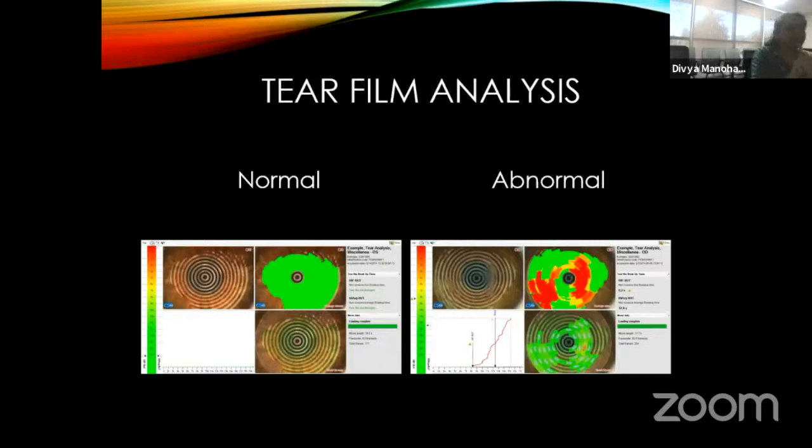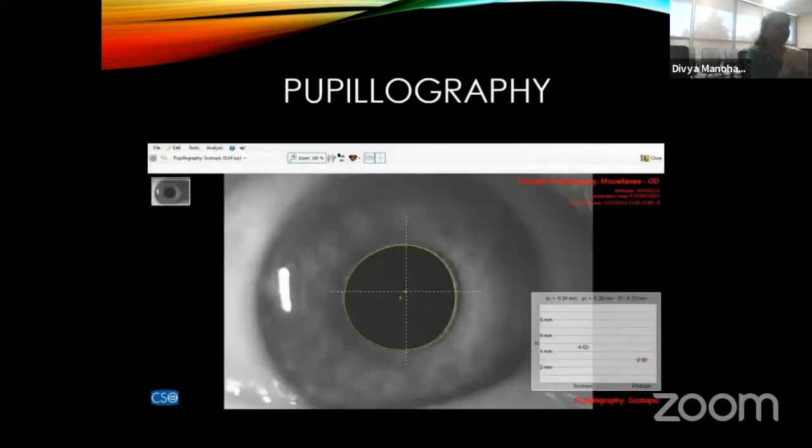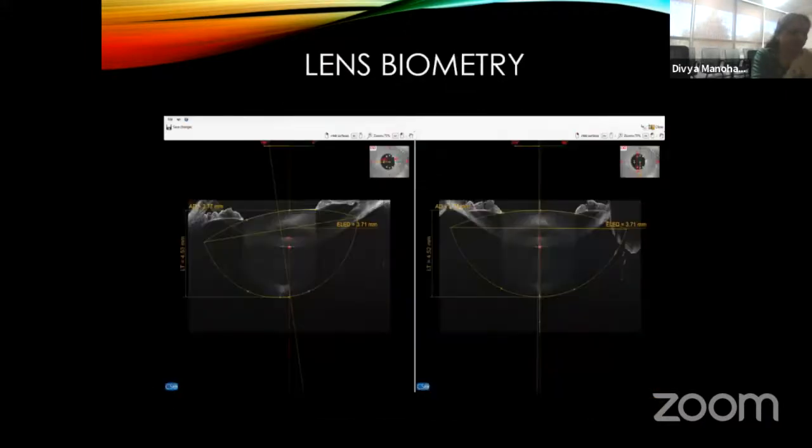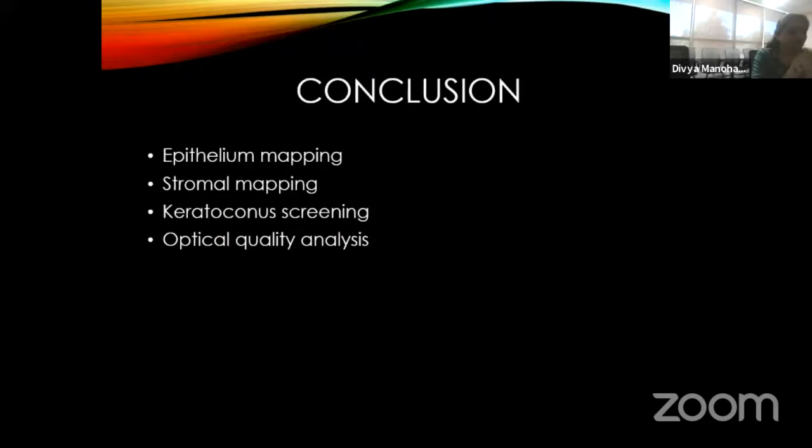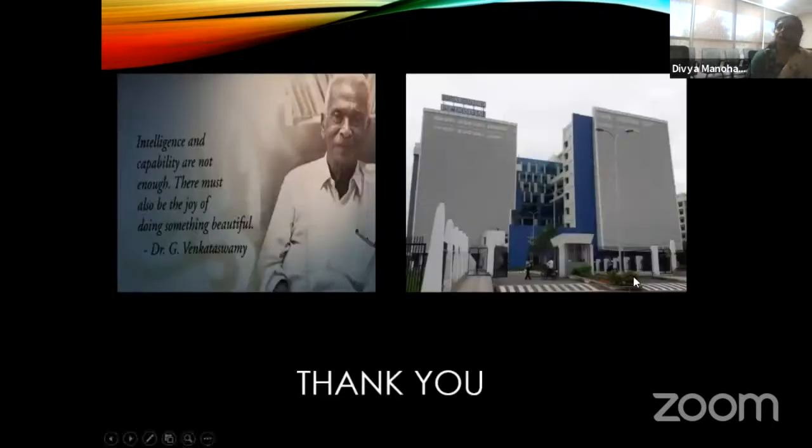Yeah. So apart from the corneal topography, it can also help us analyze the tear film. It also gives us measurements of the pupillography and the lens biometry by the ray tracing technology. So to conclude, it is one technology that is able to give us multiple aspects such as epithelium and stromal mapping, and also helps in looking at progression of the disease and in planning and decision making for refractive surgeries as well.